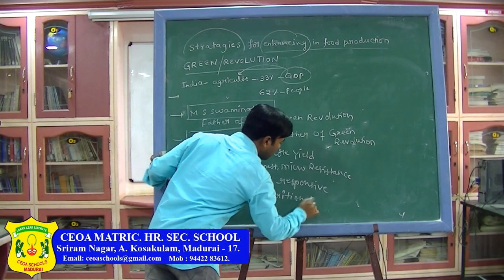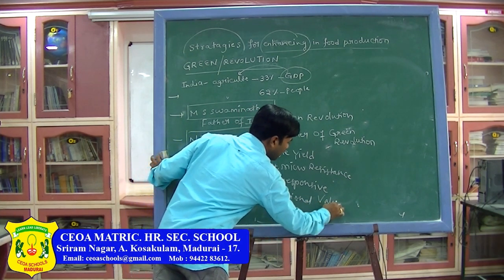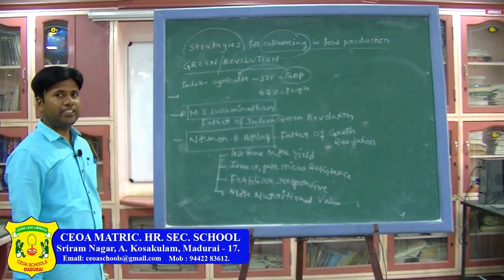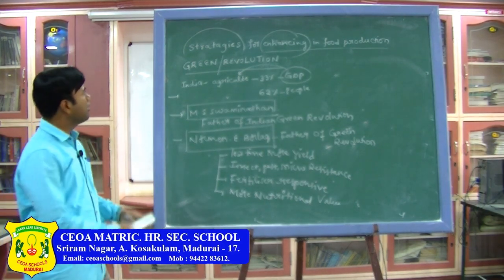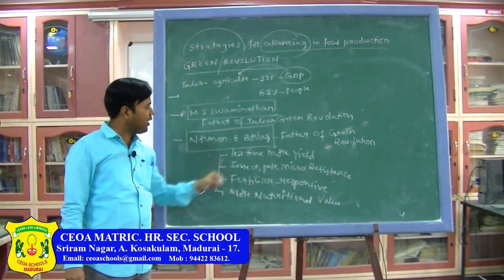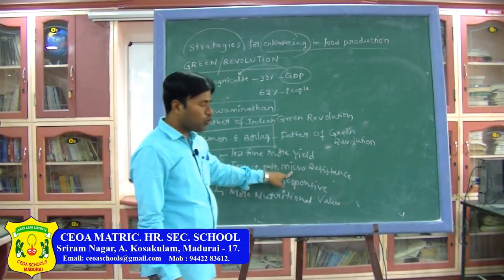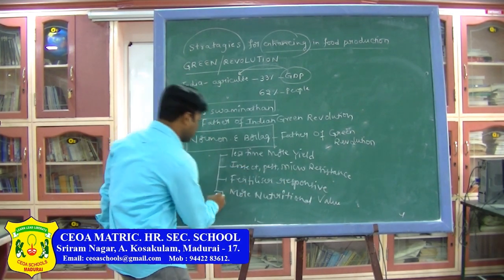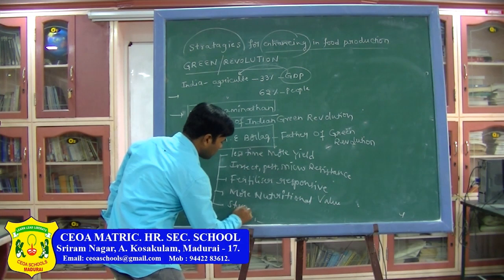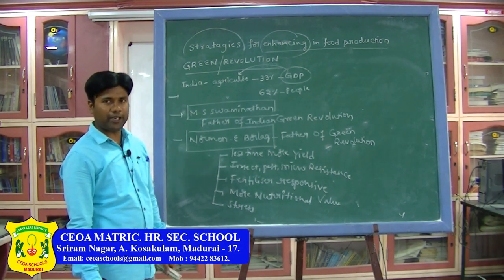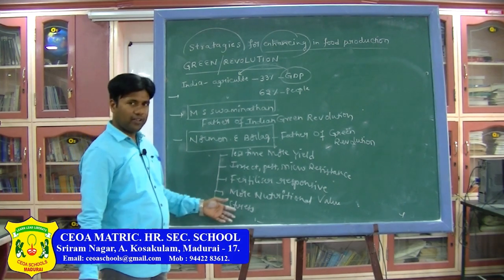It must and should possess more nutritional value. So these are the characters which have been developed by them during the time of the green revolution. So less time, more yield, insect, pest, microbial resistance, along with that stress resistance. Stress means water, salinity, temperature, those all come under the stress resistance.